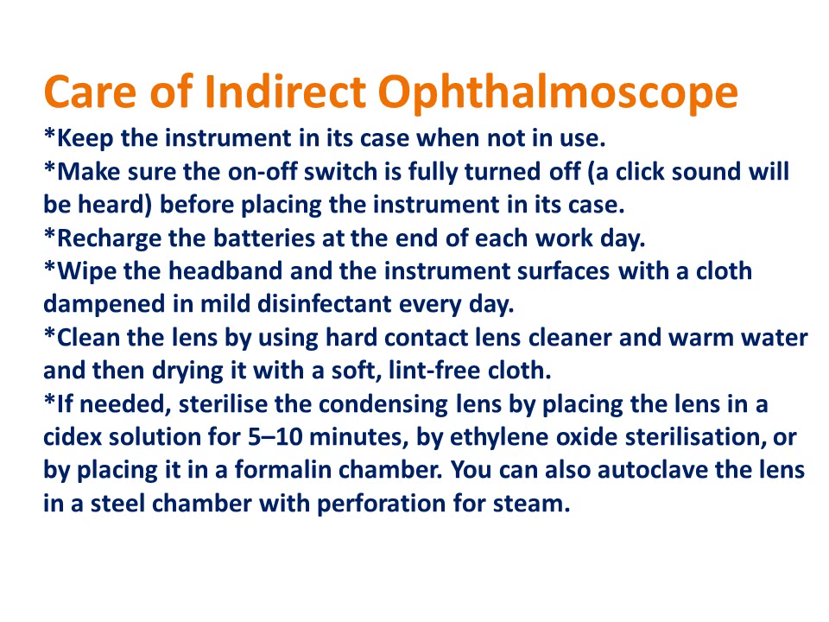Clean the lens by using hard contact lens cleaner and warm water, and then dry it with a soft lint-free cloth. Sometimes we may have to sterilize the condensing lenses, especially for operation, in a Cidex solution for about 5 to 10 minutes, or by ethylene oxide sterilization, or by placing them in a formalin chamber. You can also autoclave the lens in a steel chamber with perforation for steam. These are the various methods by which you can clean the condensing lens used in indirect ophthalmoscopy.